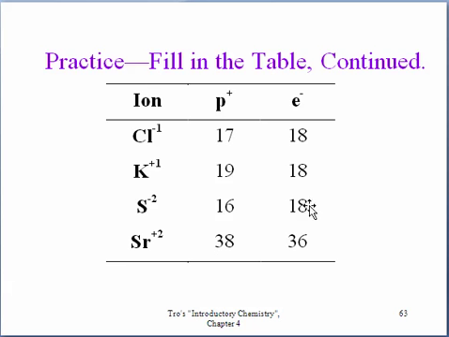These are very stable electron configurations, and if you notice, these are the same number of electrons that the noble gases closest to these elements have.